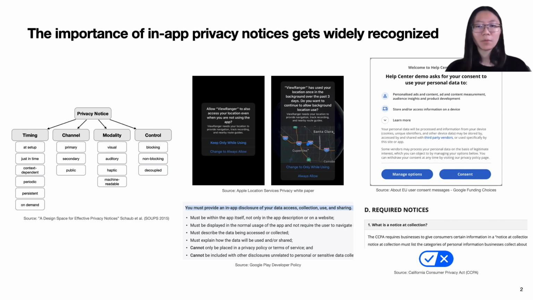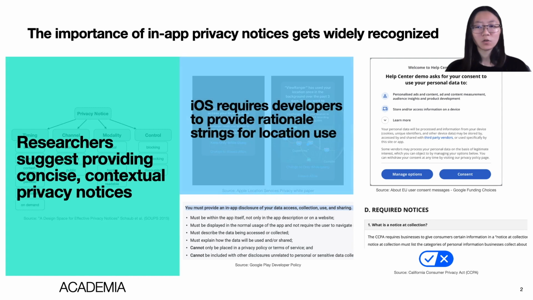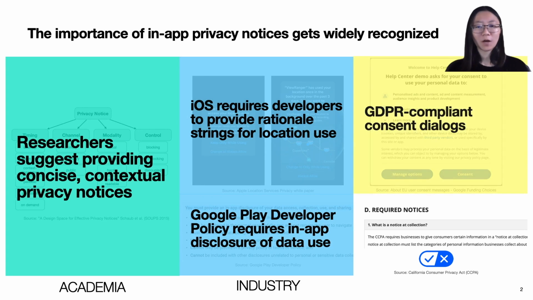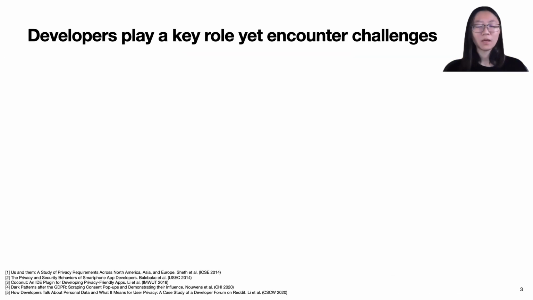These in-app privacy notices have been advocated by academia, promoted by industry, and even required by certain privacy laws and regulations. However, in-app privacy notices are rarely used in today's mobile apps, and we argue that the key problems are in the people who create these apps, namely the app developers. Prior literature has already identified multiple challenges that may account for the low adoption of in-app privacy notices.